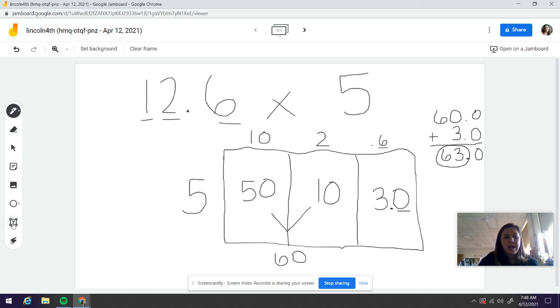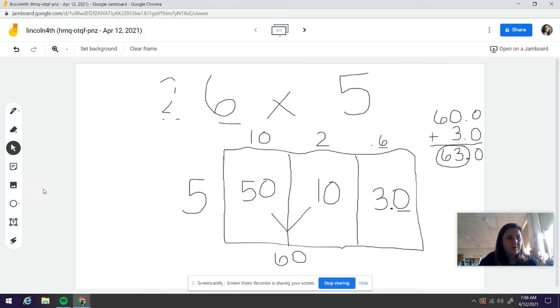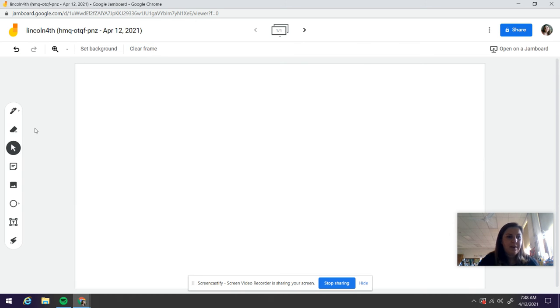So let's try another one. Let me erase what we just did. This might take me forever. Let's get a new page instead. Oops. There, clear frame. That's what I needed. Okay, let's try another one.